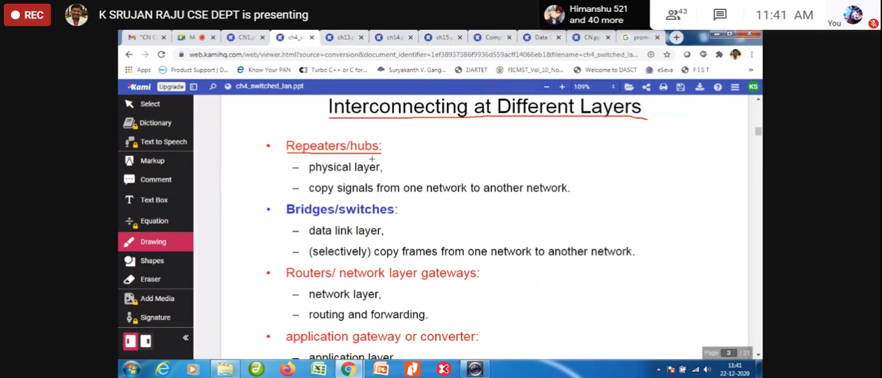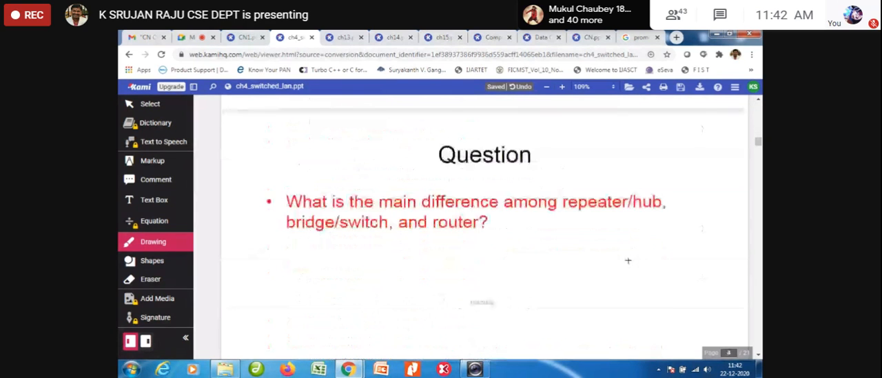We use repeaters or hubs up to the physical layer. They copy signals from one network to another network. They do not do any filtration, they have no knowledge, they do not check anything. But the next one, bridges or switches, are dealt with by the data link layer. They selectively copy frames from one network to another network. How this happens is very interesting, and the bridges play a very important role over here.